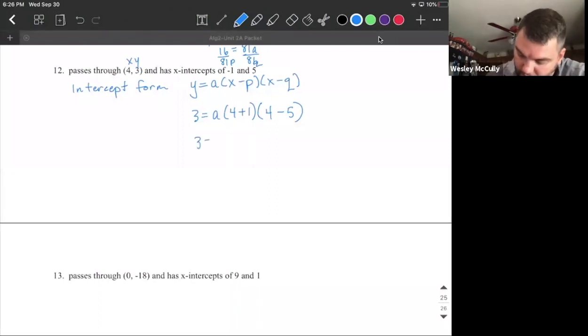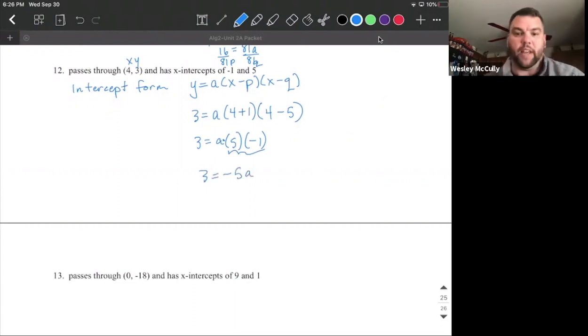So 3 is equal to a times 5 times negative 1. So again, these are attached to a by multiplication. So when I figure this out, I'm going to write it as the coefficient of a. 5 times negative 1 is negative 5, which makes negative 5a. Being very careful there. And then if I divide by negative 5, I get a is equal to negative 3/5. Okay, now I have a.